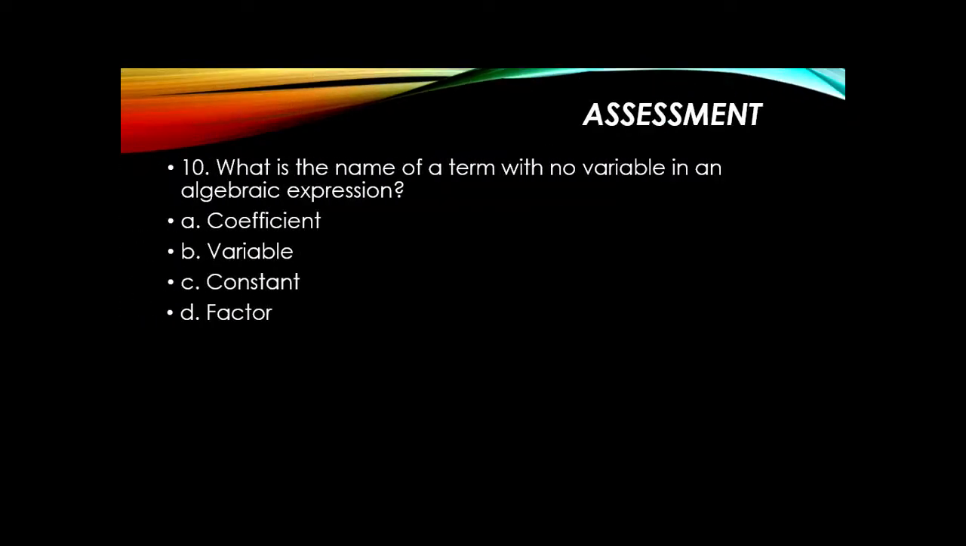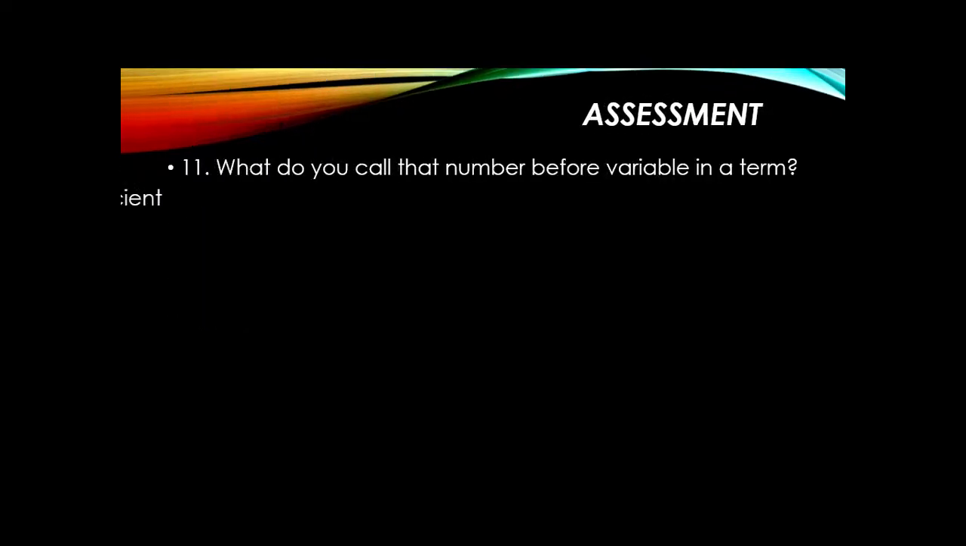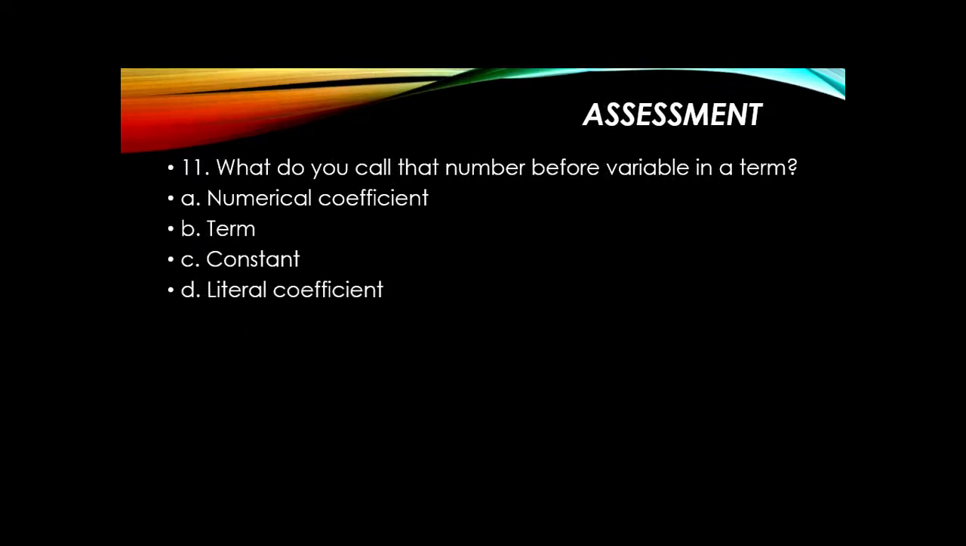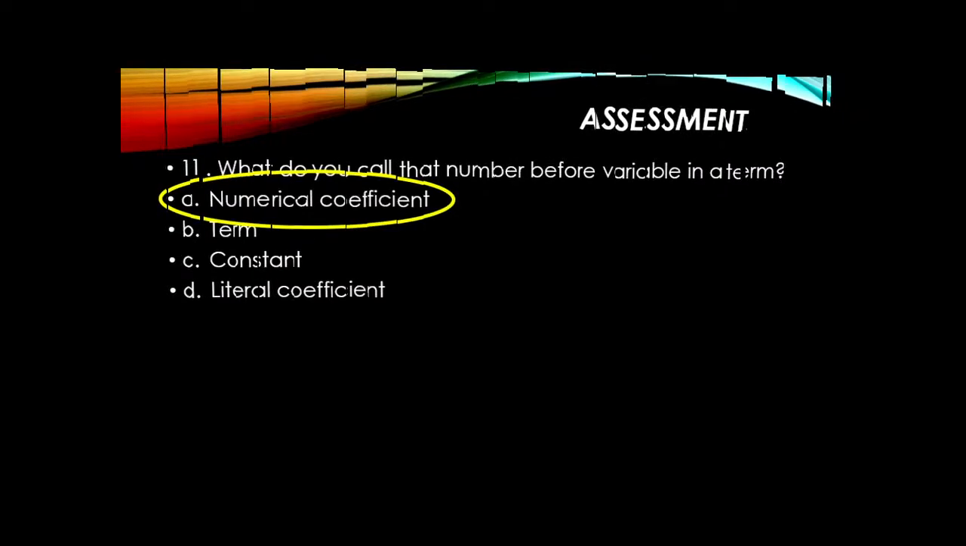Number 10. What is the name of a term with no variable in an algebraic expression? A term with no variable is called a constant. Number 11. What do you call that number before the variable in a term? A number. But what does it mean? Numerical coefficient.